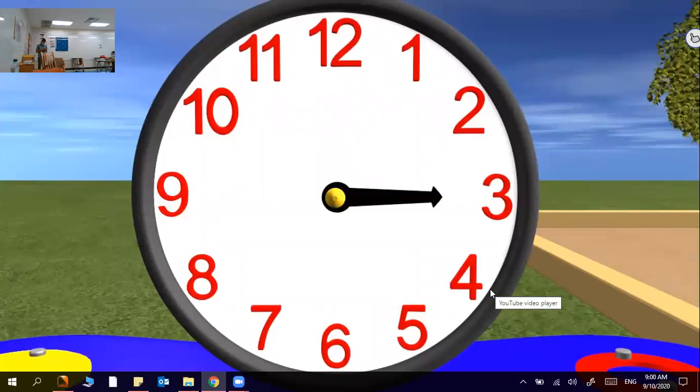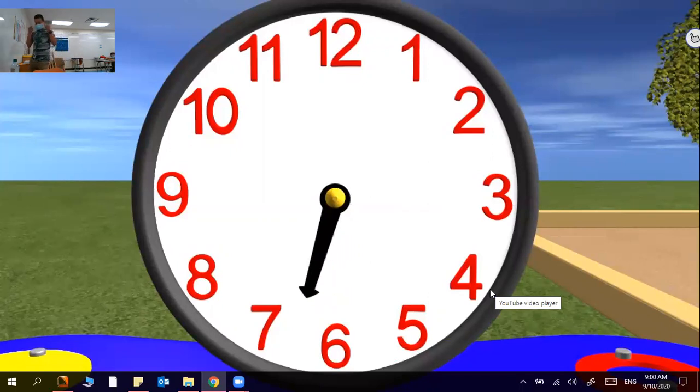Around the edge of the clock, we have numbers that go from 1 all the way to 12. This small hand tells us what the hour is. Right now, the hour hand is pointing to the 3, so it must be 3 o'clock. Now what hour is it? 6. 6 o'clock, right. Let's look at another.